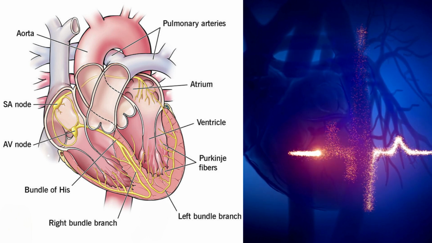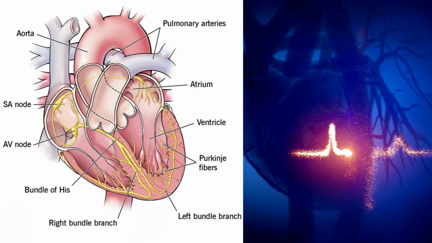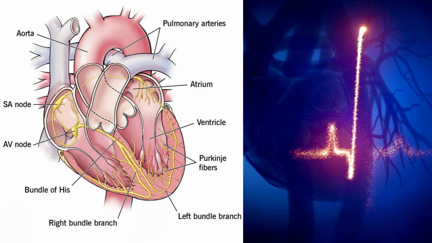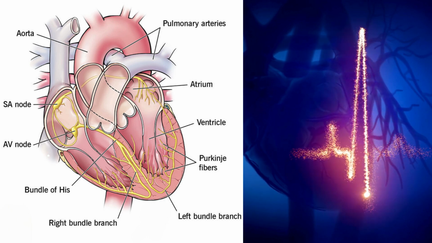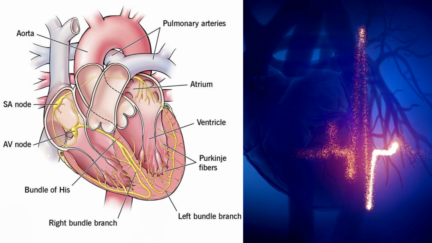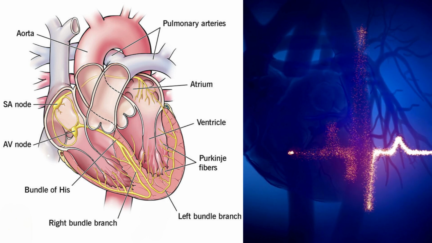The bundle of His then divides into the left and right bundle branches, which carry the electrical impulses down the septum and into the walls of the ventricles. Finally, the Purkinje fibers distribute the electrical impulse throughout the ventricles, causing them to contract and pump blood either to the lungs or the rest of the body.